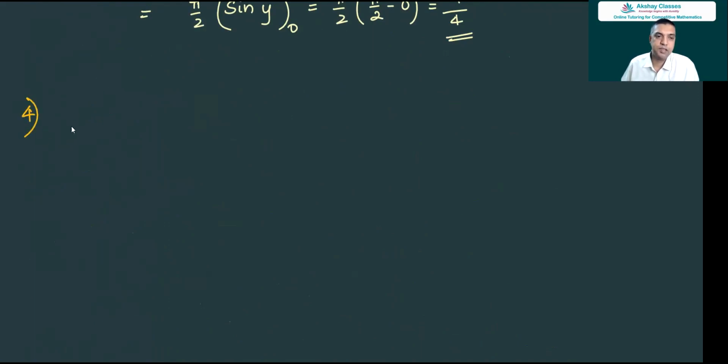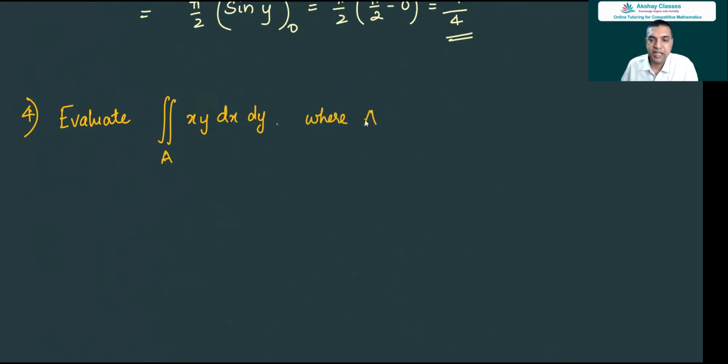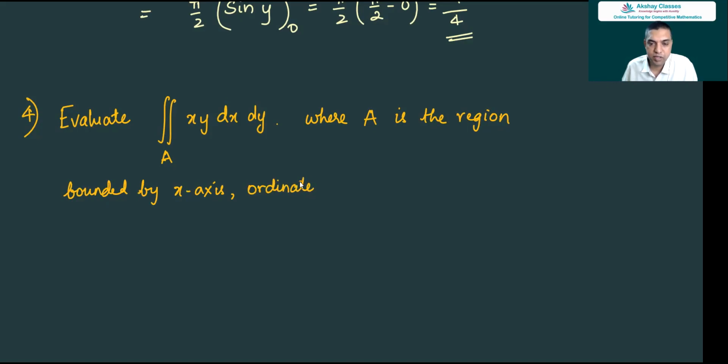Now look at this problem. Evaluate the double integral of xy dx dy, or dy dx, over A, where A is the region bounded by the x-axis, the ordinate x equal to 2a, and the curve x square is equal to 4ay.